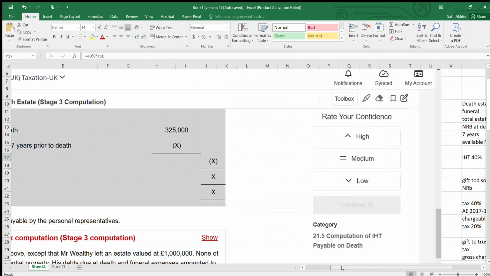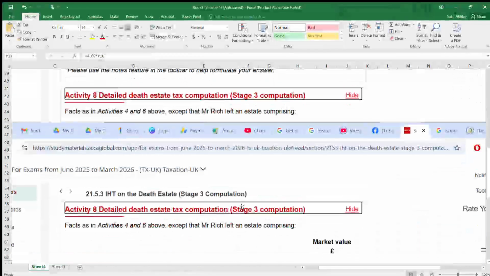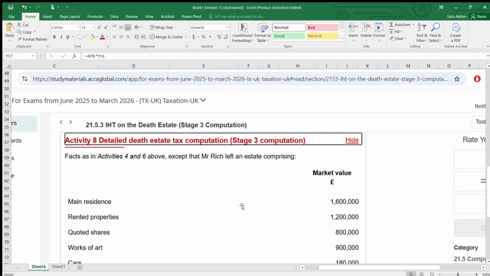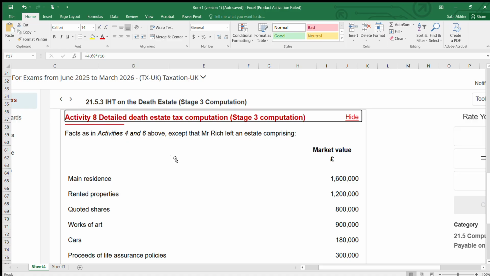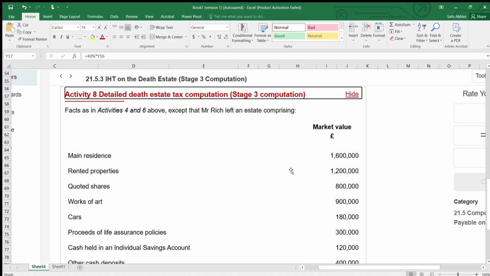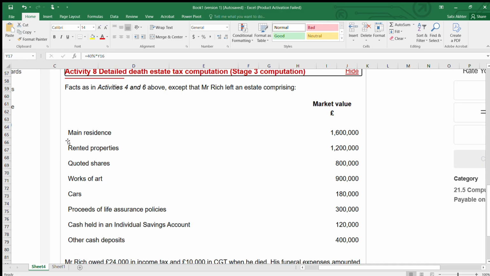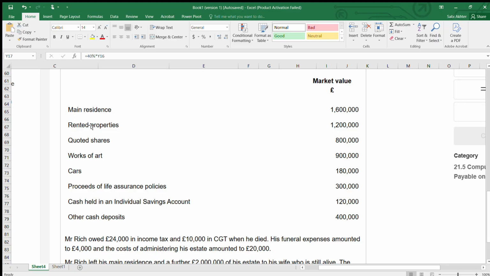Now moving on to the next activity, activity 8. Here we are going to go through detailed death estate tax computation. These are facts from your activity 4 and 6, except Mr. Rich left the estate. So as you can see here we have main residence 1.6 million. Now because we have residence, we are going to have residence nil rate band as well, which is 175,000, and it's fixed. Okay, so residence and then rented properties, quoted shares, works of art, cars, proceeds of life insurance, cash held in ISA, other cash deposits, everything you have to take in the estate. Nothing is exempt from IHT.